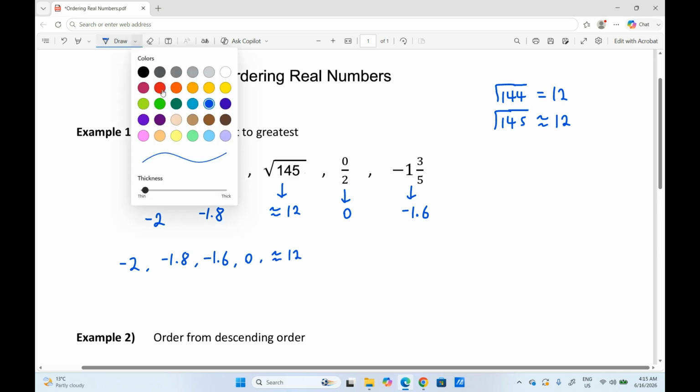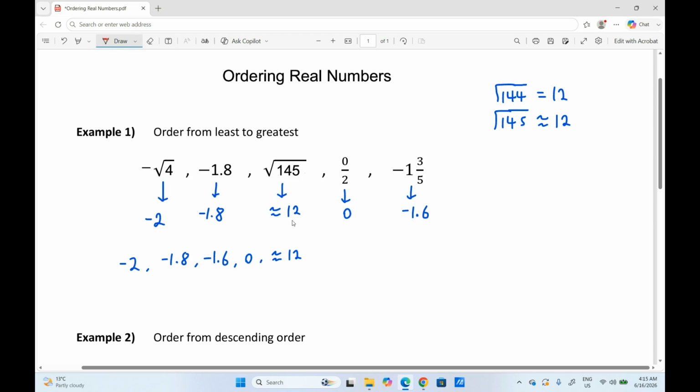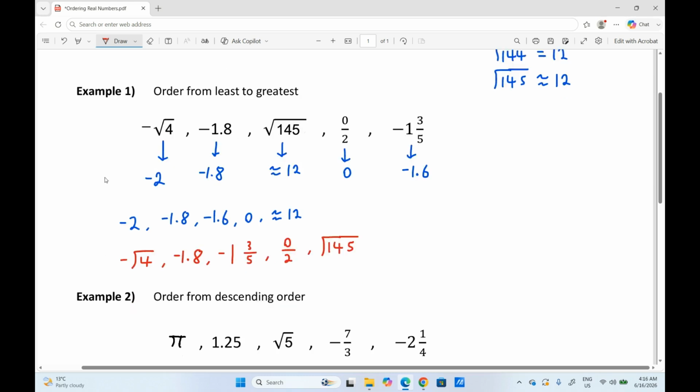If I were to keep these numbers in their original form, the order would be negative the square root of 4, then negative 1.8, then negative 1 and 3/5, then 0 over 2, and then the square root of 145. And that would be my order from least to greatest.